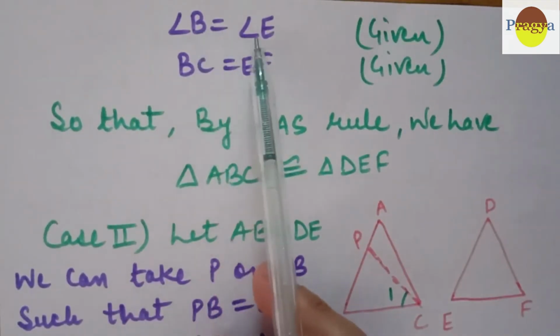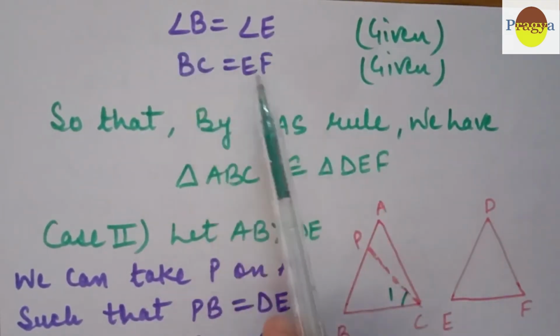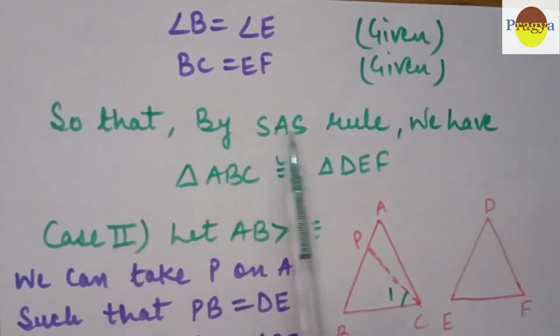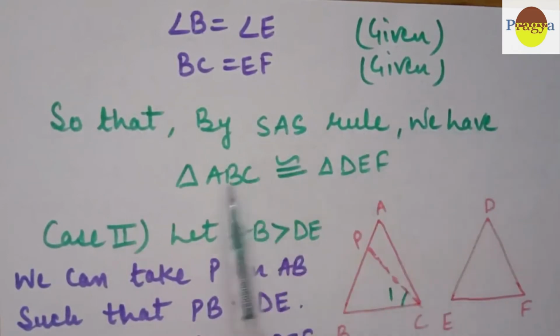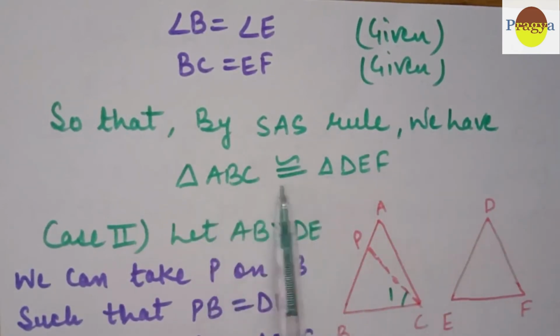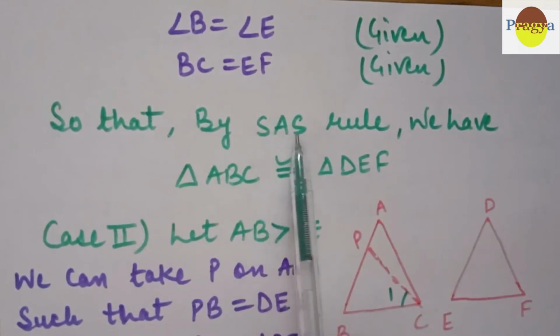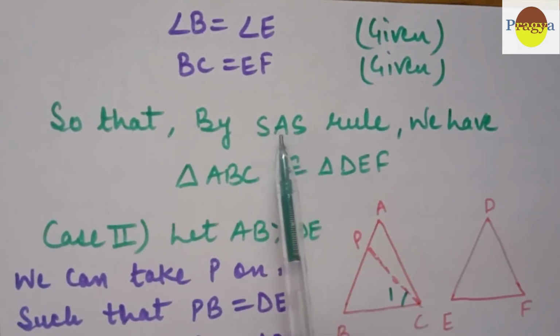Angle B and angle E are equal, given. BC and EF are also given. So by the SAS rule, both triangles are congruent. You have to write like this only: SAS, because we take these two sides and the included angle only.